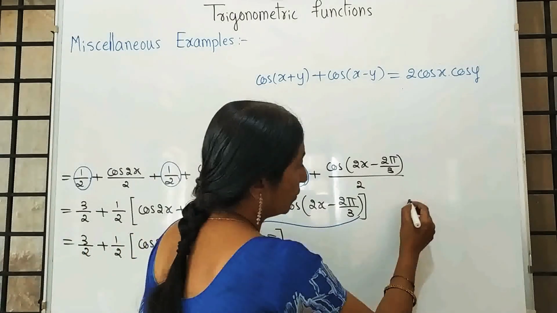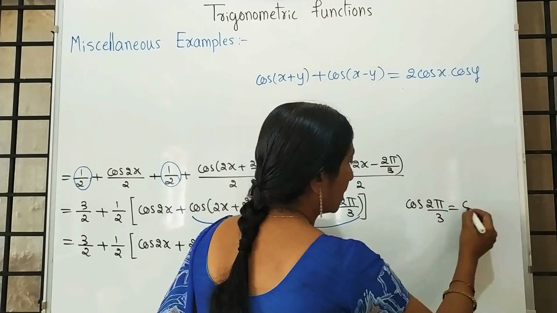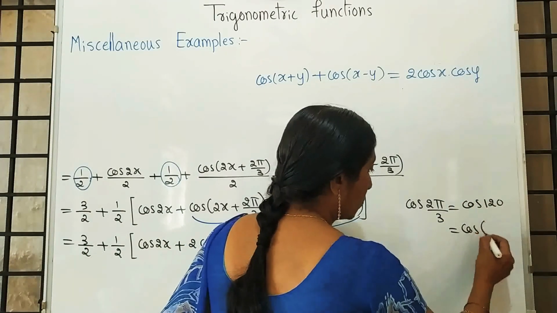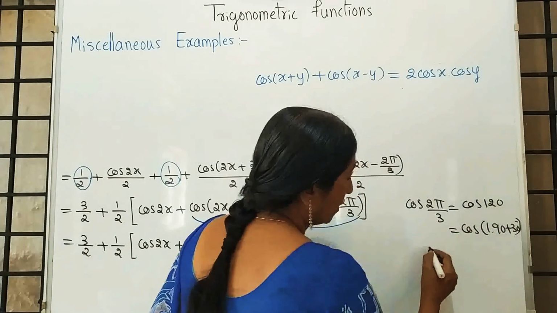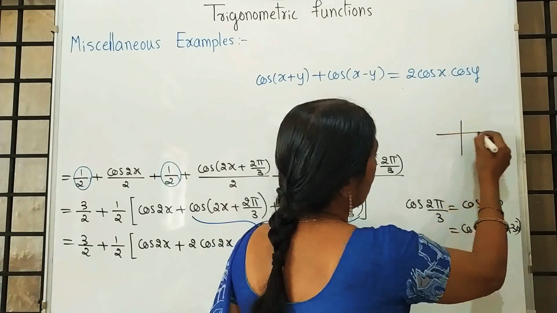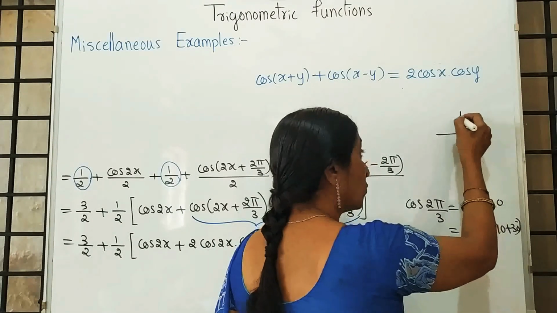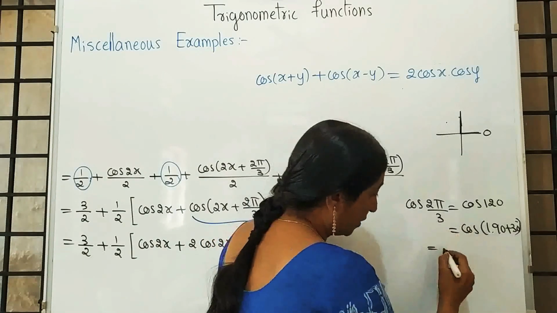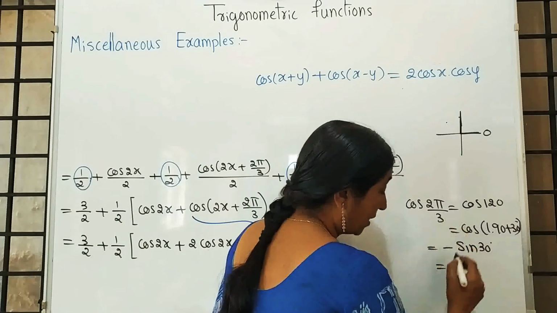See now cos 2 pi by 3. What is that? That is cos 120. How will you split? 1 into 90 plus 30. 1 is odd, so cos changes to sine. And where does it lie? See, this line is 0 into 90, this is 1 into 90. 1 into 90 plus 30 means second quadrant. In the second quadrant, cos is negative. So we are getting minus sin 30 degree, and sin 30 degree is half.